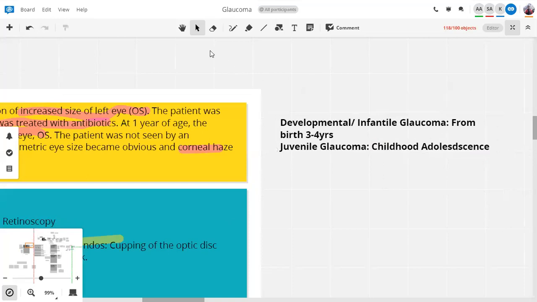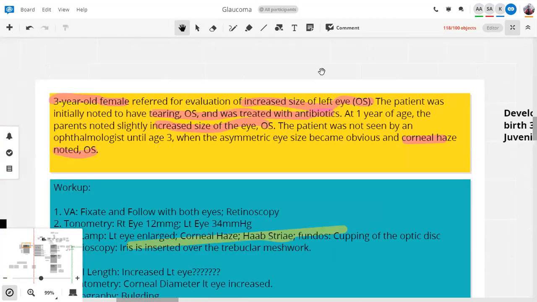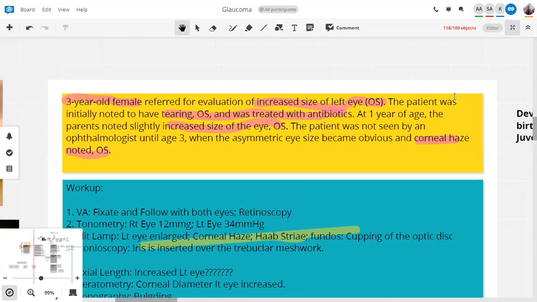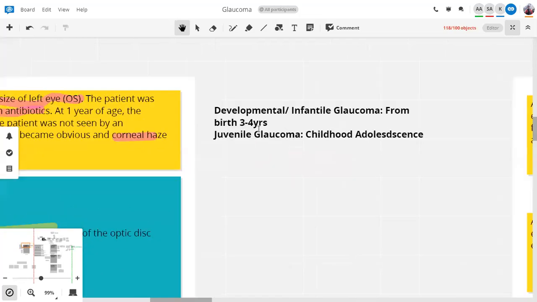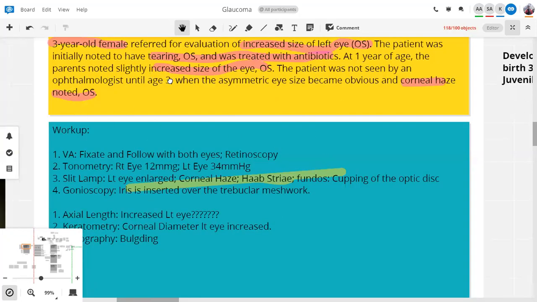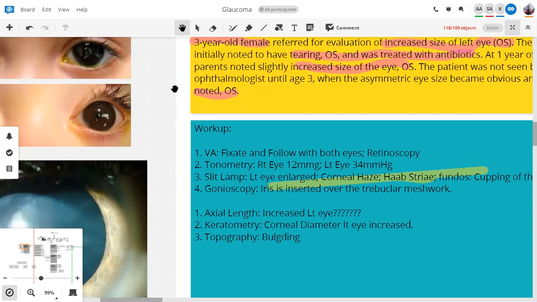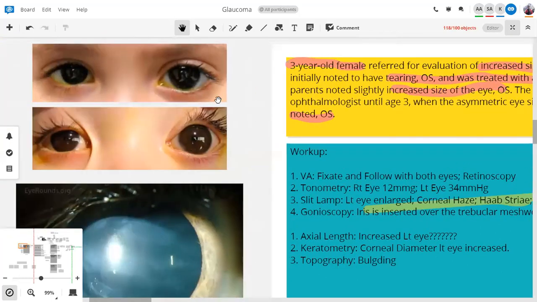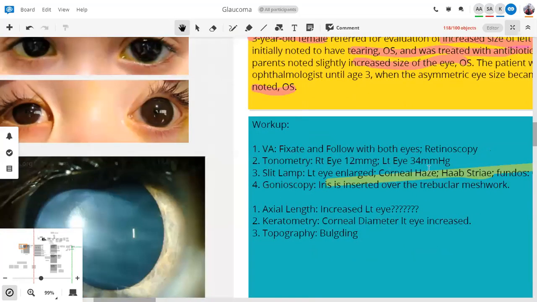So we can see that our patient falls in the first age group, and she has a raise in IOP, and that is what we have termed a juvenile glaucoma. So visual acuity, fixate and follow reflexes. It means that her visual acuity is good. It's normal. The tonometry tells us that the raise in IOP is 34 millimeters of mercury.